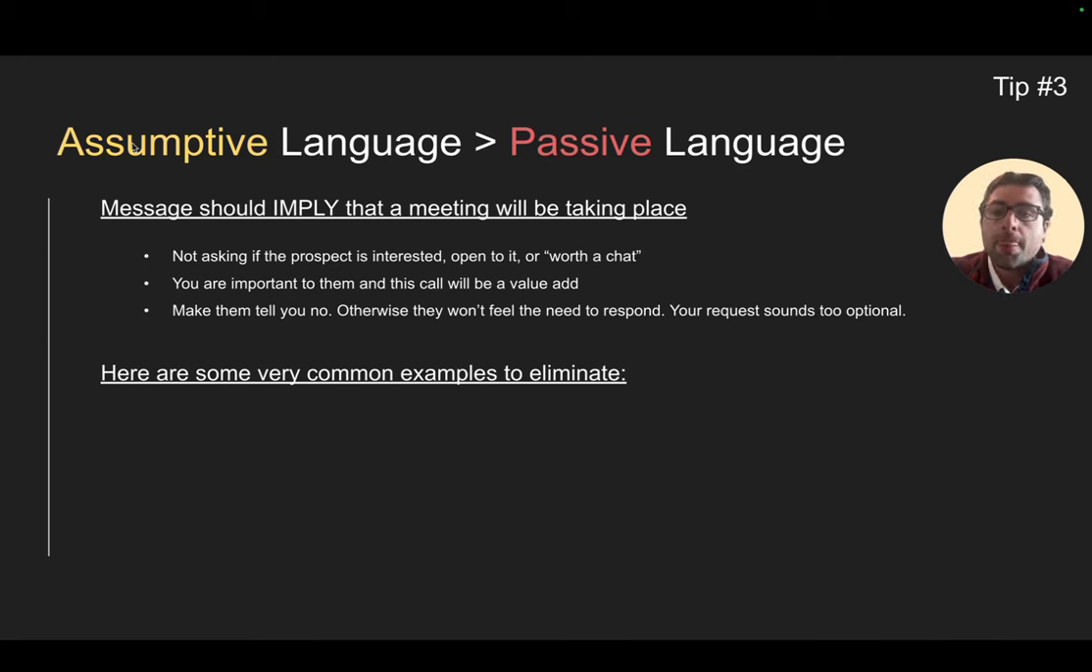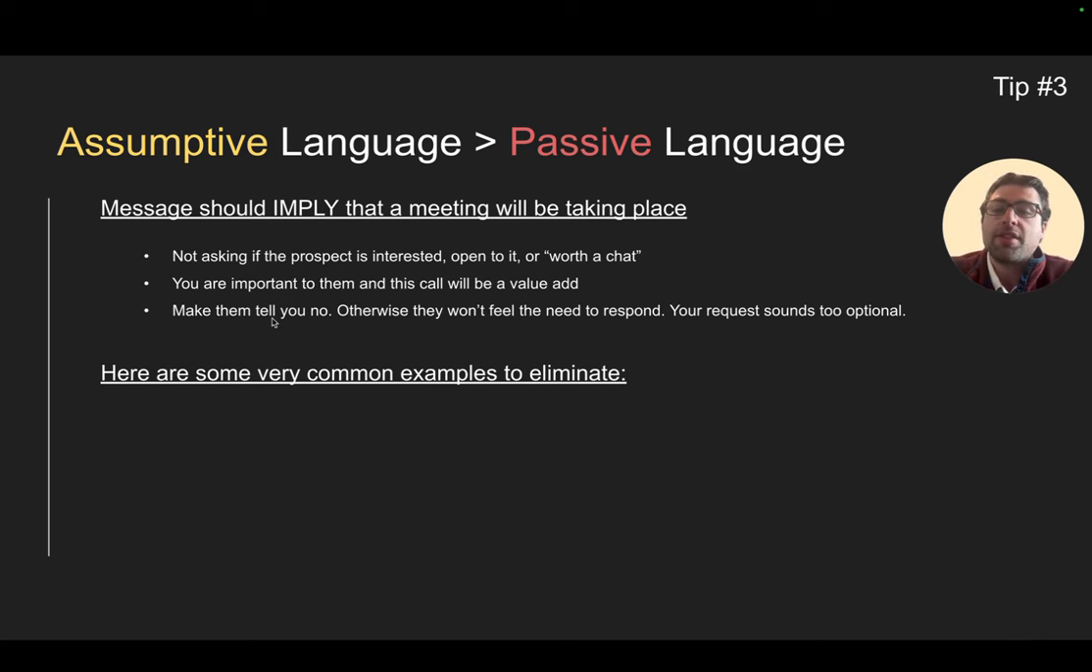In my opinion, your messaging should imply that a meeting will be taking place, not ask if they're interested in a meeting, if they're open to it, or is this worth a chat. None of that. You want to imply that the meeting is taking place. This is because you are important to them and this call will be a value add, if you actually believe your company can help them. I don't know how many times I've essentially brute forced my way to a meeting through assumptive language on email. They show up to the meeting and it ends up being an extremely productive meeting. You just have to get them there.